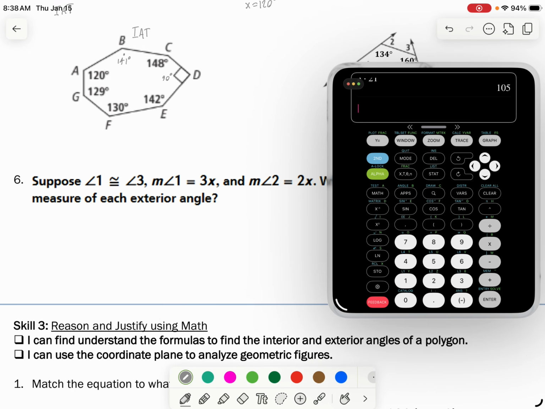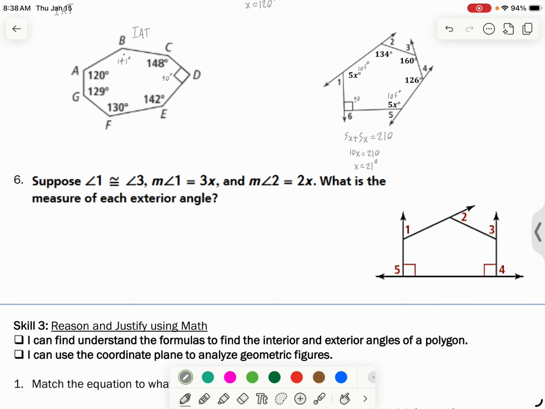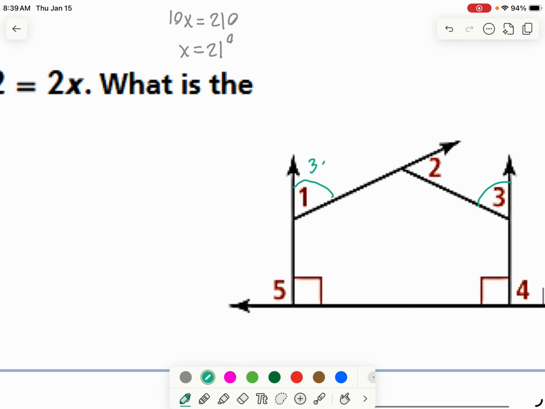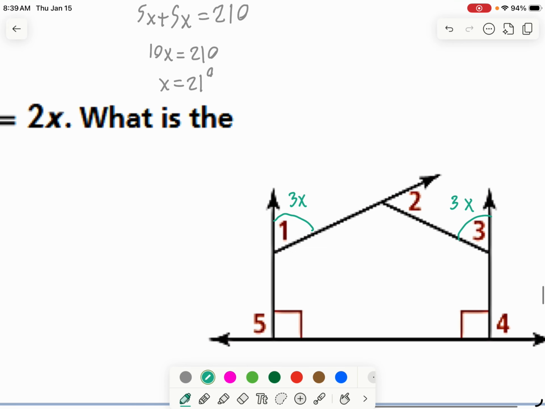Get that back out of the way. And suppose that angle 1 and angle 3 are congruent. The measure of angle 1, hold on, let's add this detail. Angle 1 and angle 3 are congruent. The measure of angle 1 is 3x, so that's 3x there, and the measure of angle 2 is 2x. So I've got those written down.